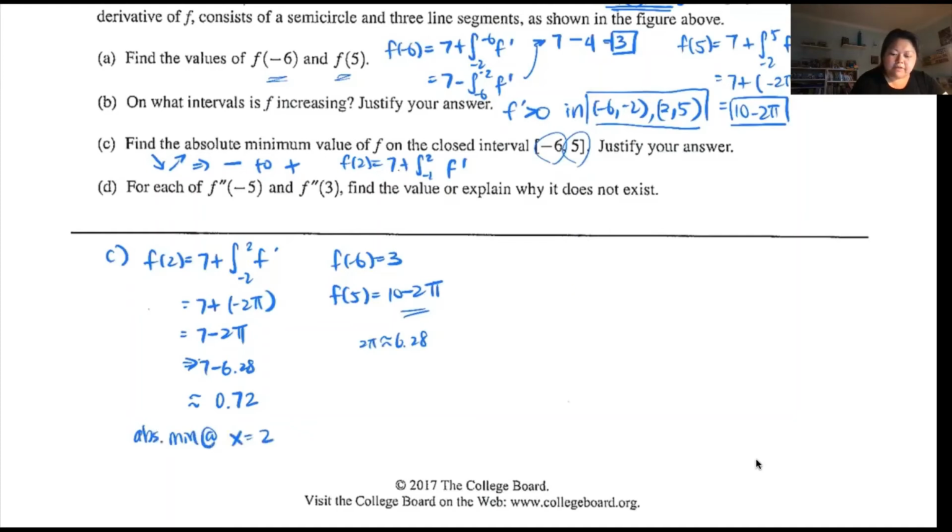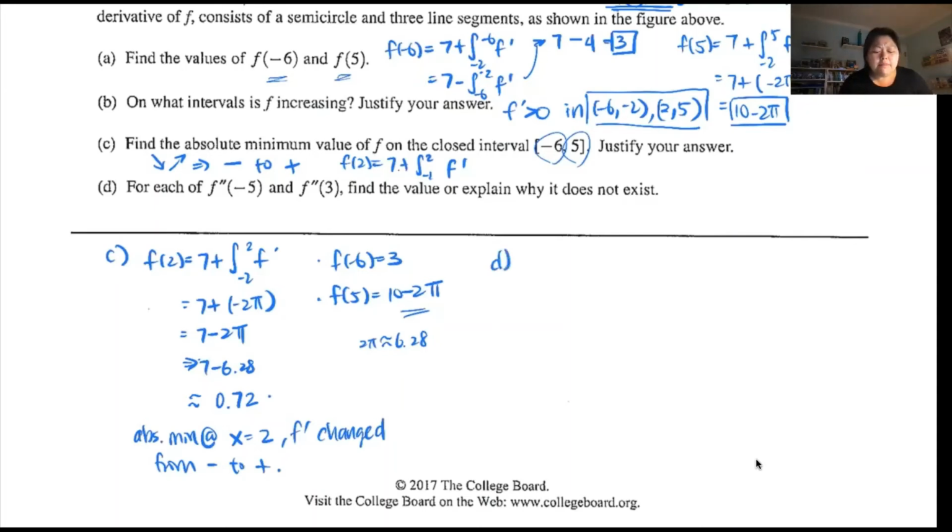And you already justify your answer because you truly show that this was smaller than these two, and the fact that the slope, so f prime, changed from negative to positive. All right, so you got to show that your slope did change, and that's how you knew that this is a minimum. Okay. All right, part D.